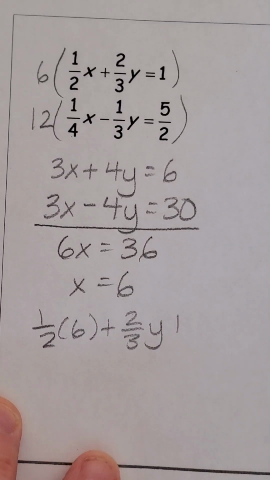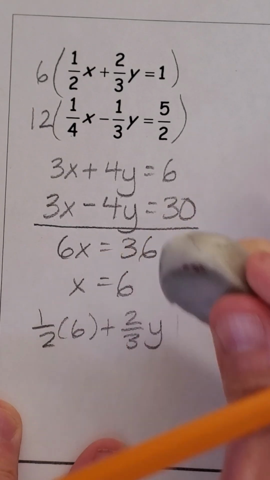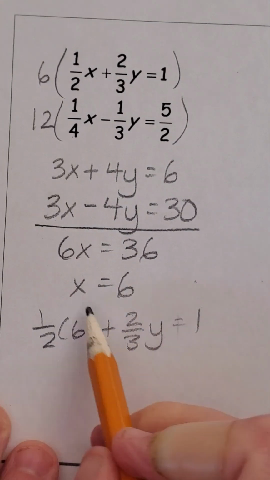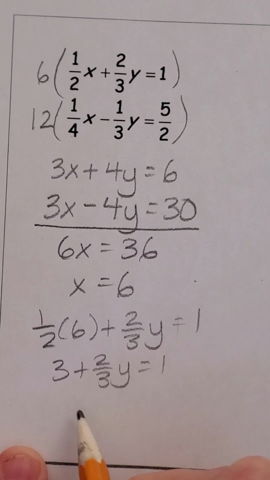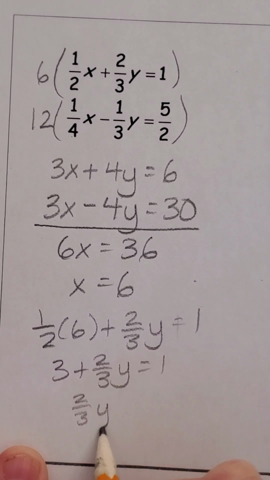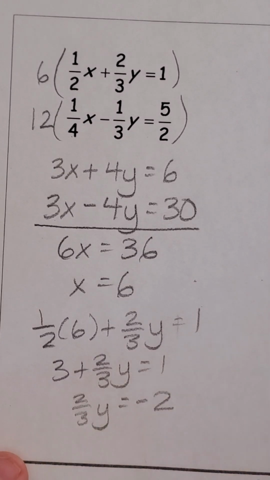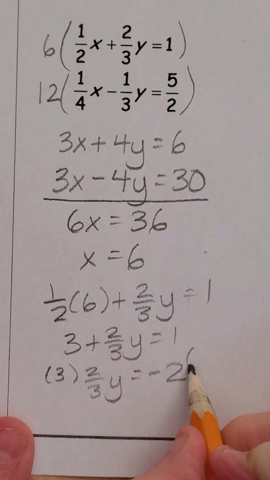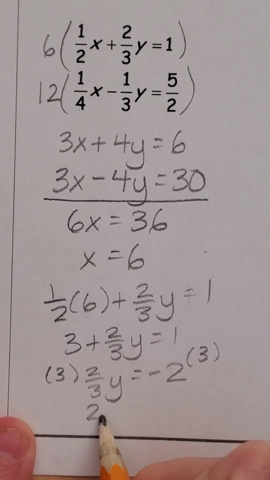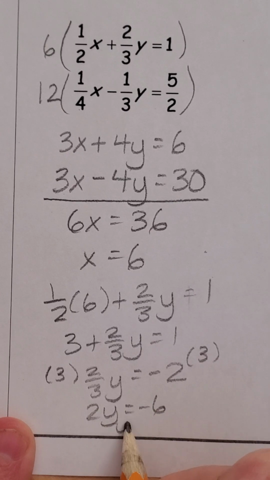Whoops. Equals 1. So I've got 3 plus 2/3 y equals -2. Running out of room. Multiply both sides by 3. And y equals, and now I have my 2 values.